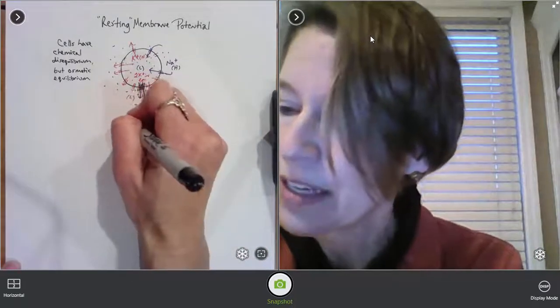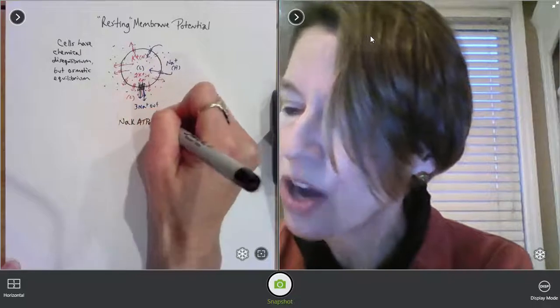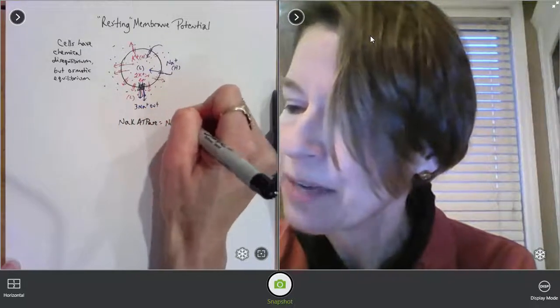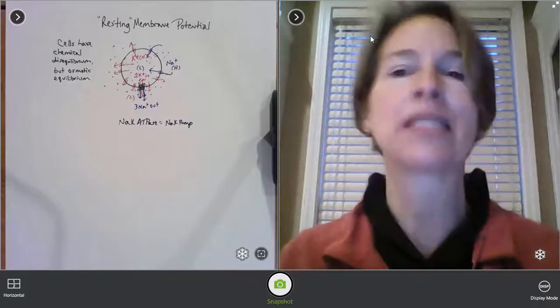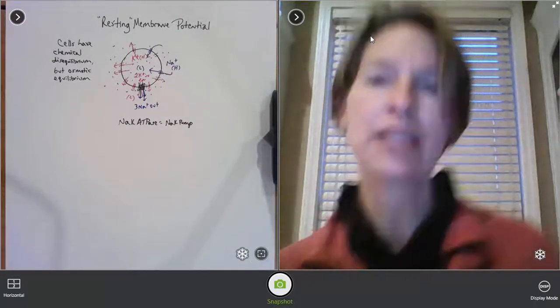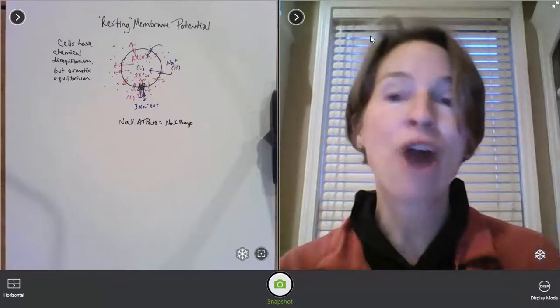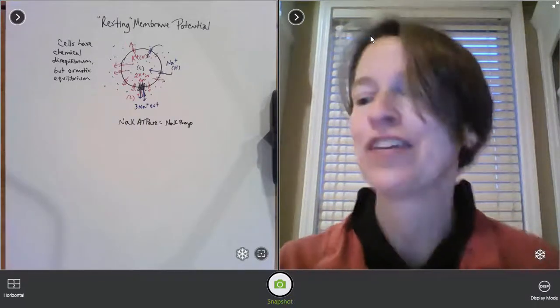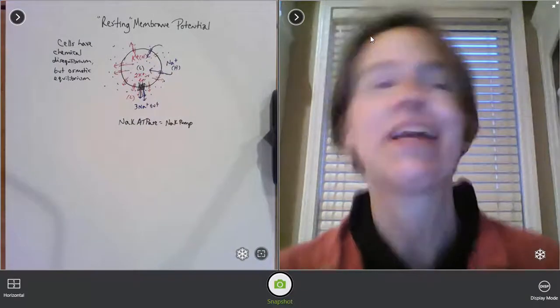So let's label this as the sodium potassium ATPase, which is also the sodium potassium pump. Either one of those names is acceptable. It means the same thing. So it's using the energy to make sure that we always have a high concentration of potassium inside the cell and a high concentration of sodium outside the cell.